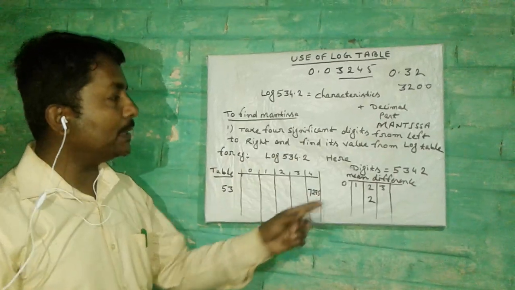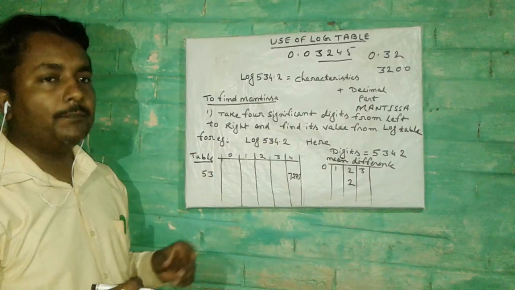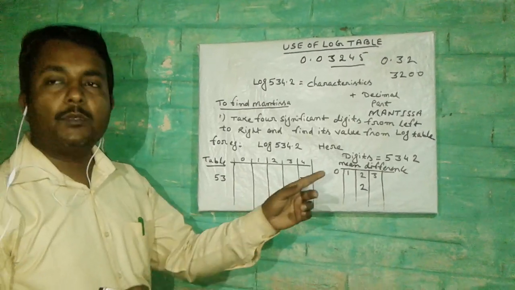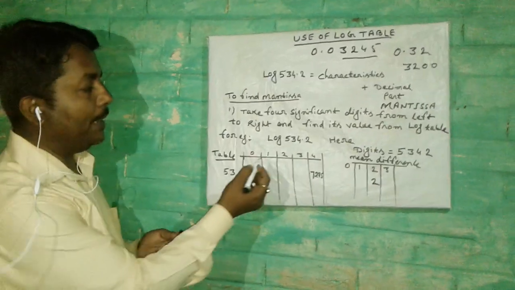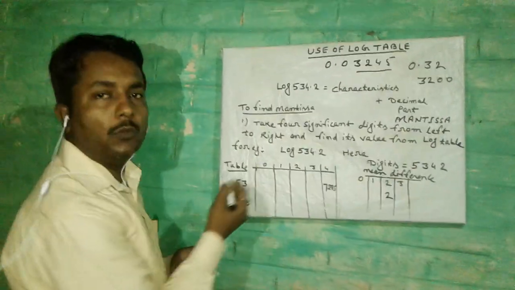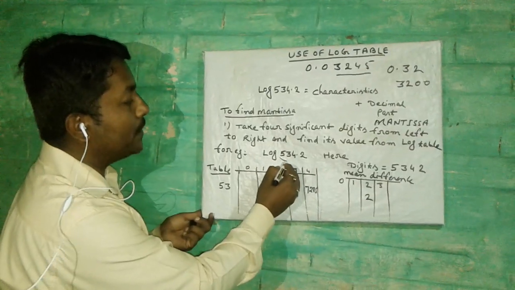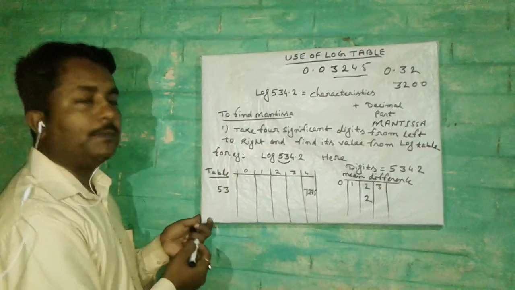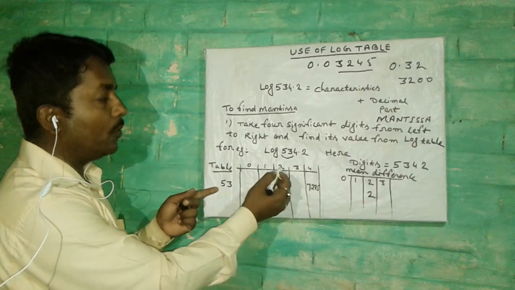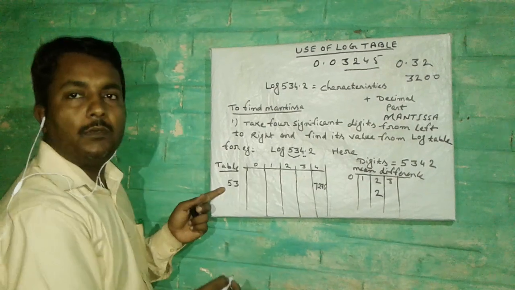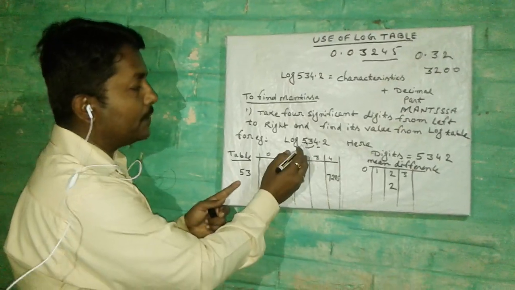Then by using the table, we have to find the mantissa. So let's see how to use the table. I have drawn just a sample of it, because I have to find the value for 5342. The process to use the table is that you take the first 2 digits. Here the first 2 digits are 53. In the table, look at 53 in column 4.